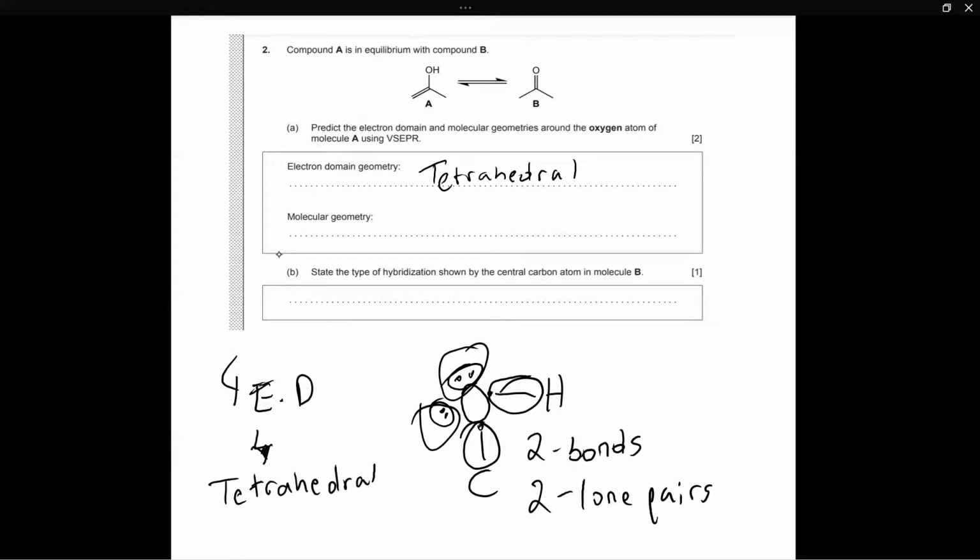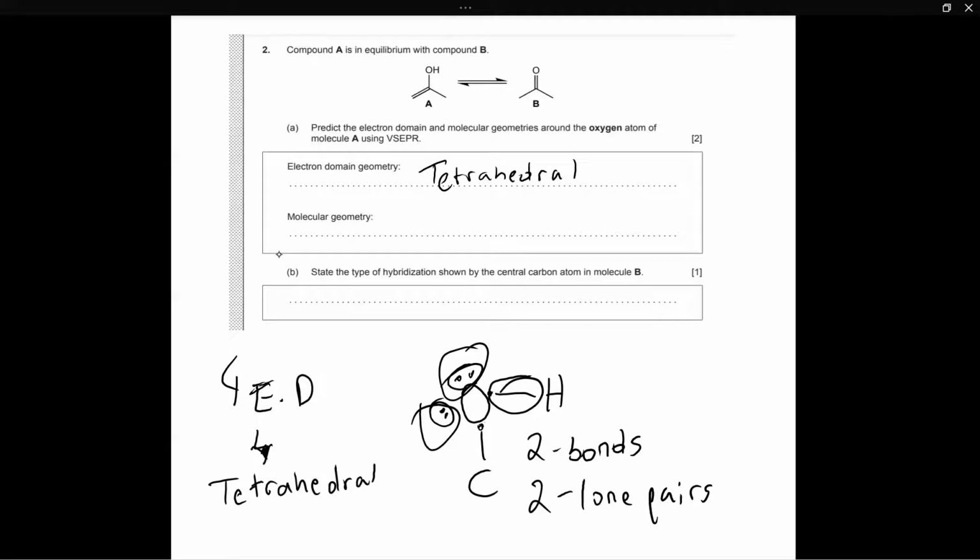Now, the molecular geometry is slightly more tricky than the electron domain geometry. In the electron domain geometry, all you have to do is count the number of lone pairs and the number of bonds attached to an atom, or actually the number of elements attached to an atom.